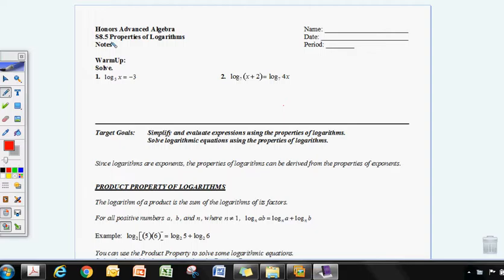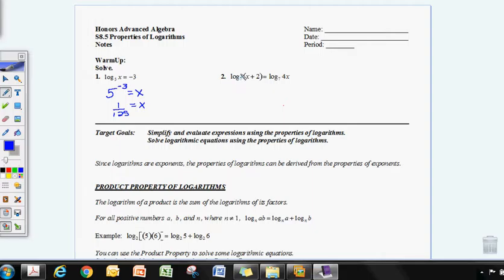Okay, you should be back from pause now. So when I look at this, my goal is to get rid of that log. I can't get rid of it as is, so I have to rewrite it. So this, oops, I'm going to change to blue ink. So this would be 5 to the negative 3 power would equal x, which means that x is going to equal 1 over 125. So there's your first answer.